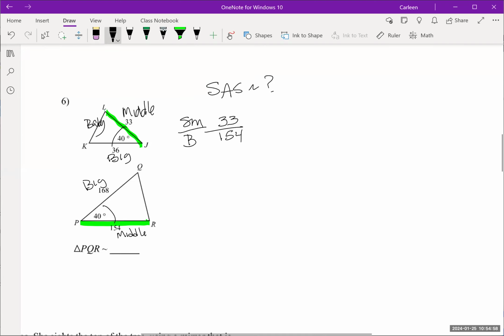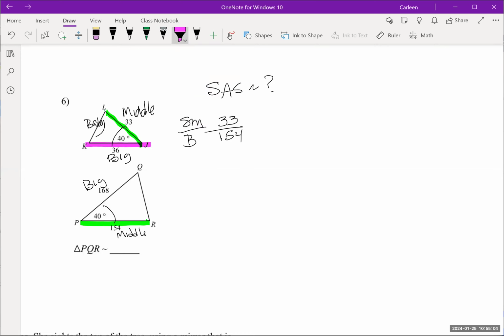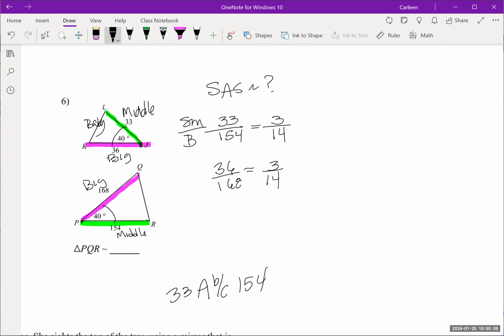So now we're going to go back and do 36 goes with 168. So we're going to go 33 over 154. 33 over 154 reduces to 3/14, or divide the top and bottom by 11. Okay, 36 over 168, or divide the top and the bottom by 12. So this is 3/14.